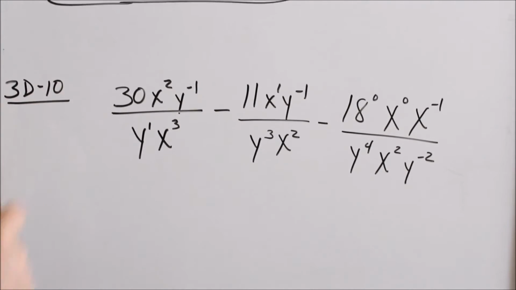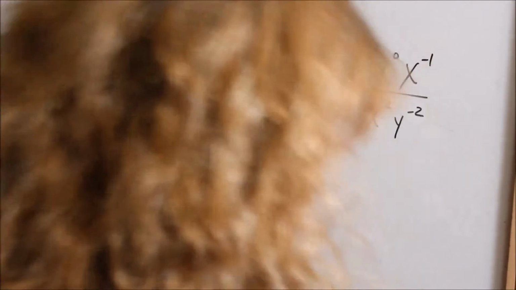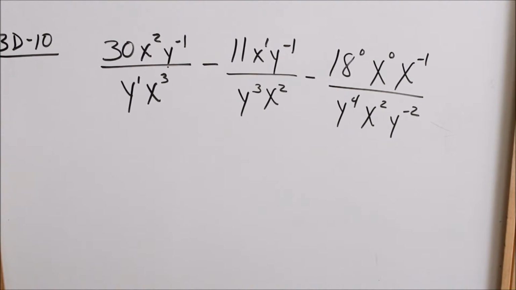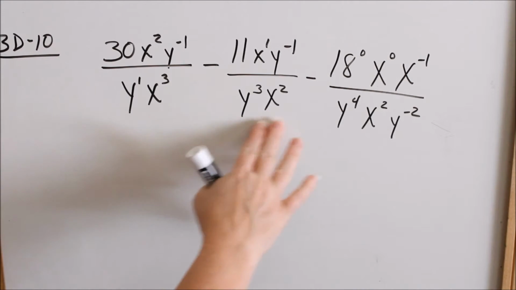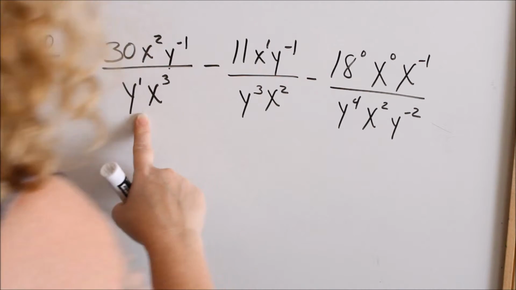Okay, let's go down to 3D 10. I'm gonna do another one of these. The first step on all of these, you have 3 terms, 1, 2, 3. The first step is to put each term on one line. So I'm gonna look at this term and put everything on one line.